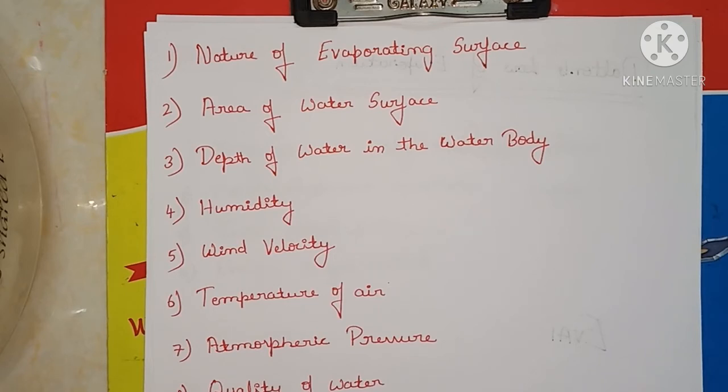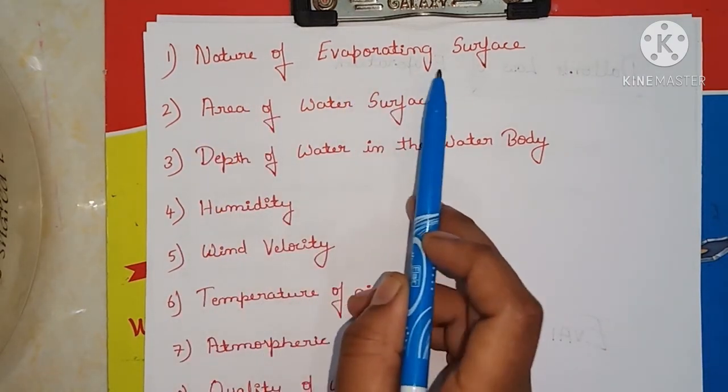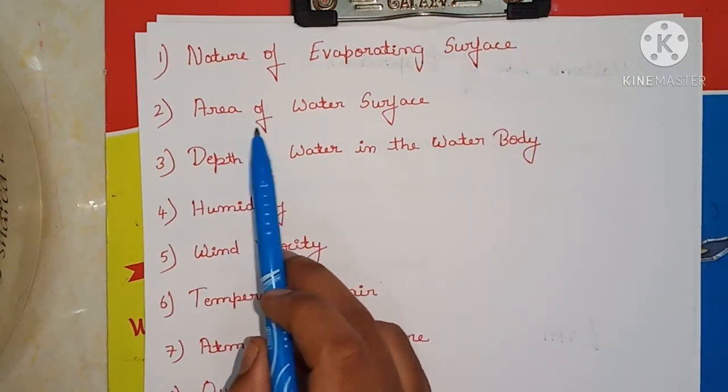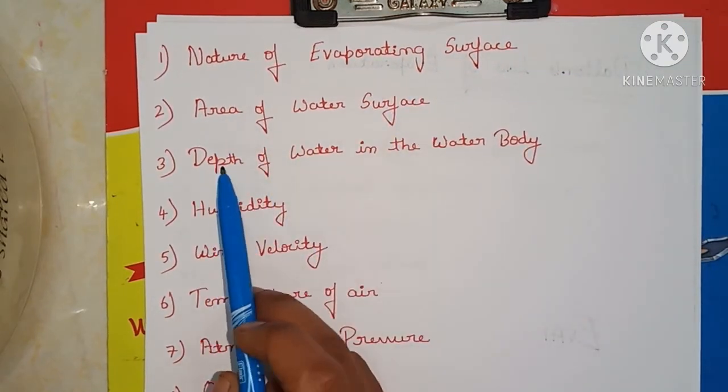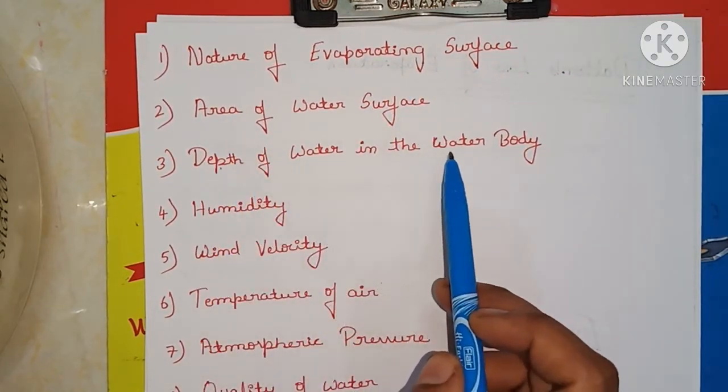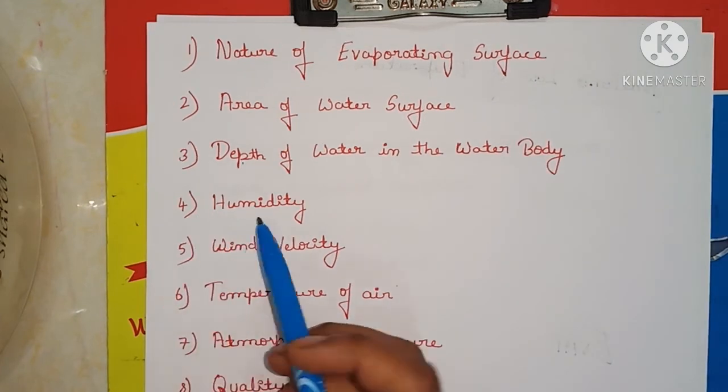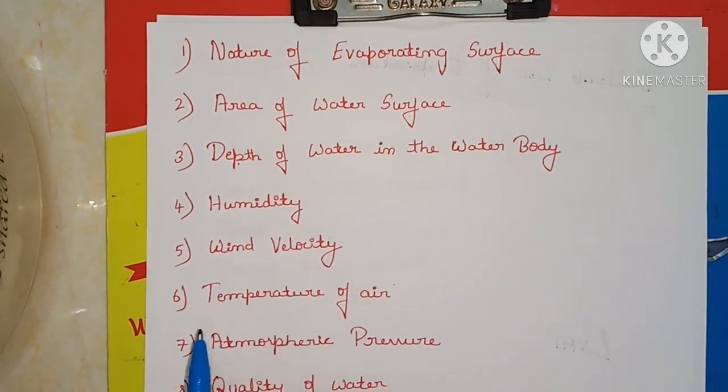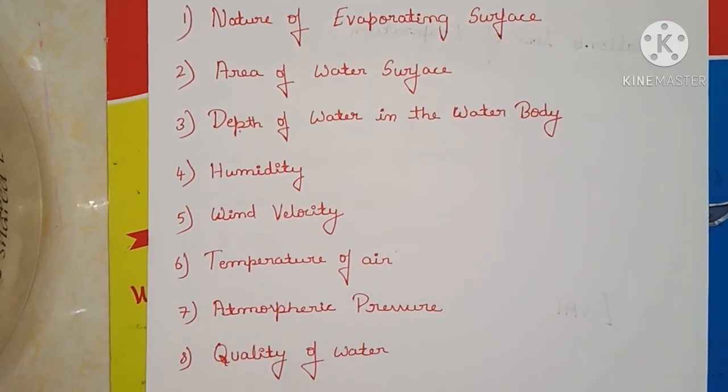Next, we will see the factors affecting the evaporation losses. There are 8 factors which affect evaporation: nature of evaporating surface, area of water surface, depth of water in the water body, humidity, wind velocity, temperature of air, atmospheric pressure, and quality of water.